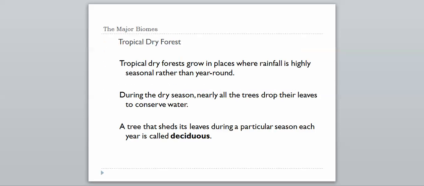So the next biome, the last one for today, is called the tropical dry forest, and they grow in places where rainfall is highly seasonal rather than year-round. During the dry season, nearly all the trees will drop their leaves to conserve water, so that's kind of like how it is around here. And a tree that sheds its leaves during a particular season each year is called a deciduous tree. So most of the trees we have here in Illinois are also deciduous, because the leaves turn colors and then they fall off.